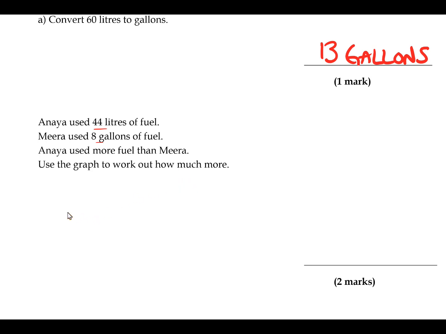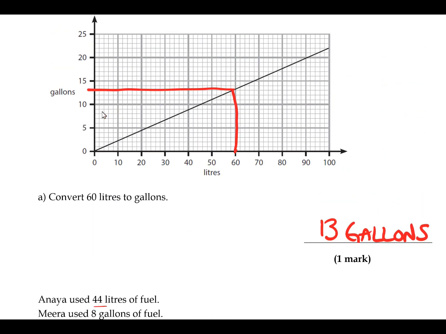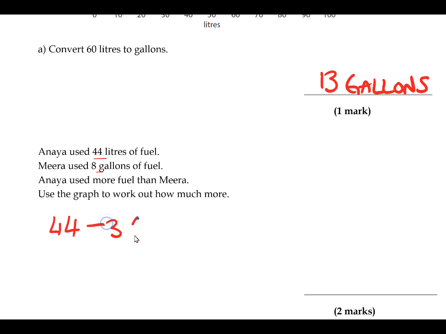It doesn't tell us which units to work in, so we'll take Anya's 44 litres and let's go and look up the 8 gallons for Mira. So we go to 8 gallons, we draw a straight line across and down, and it tells us she's used 36 litres. Do this on your calculator, and there are 8 litres difference. So Anya used more fuel. How much more? 8 litres more. And that's worth 2 marks.